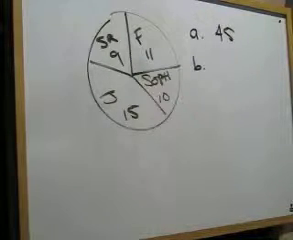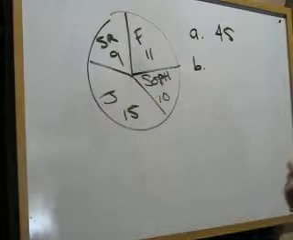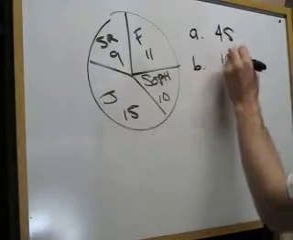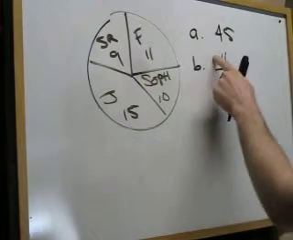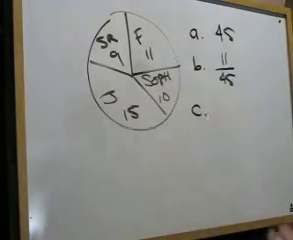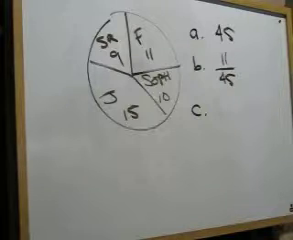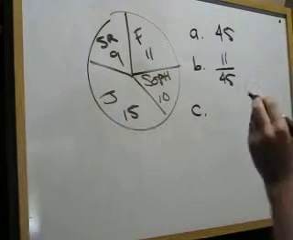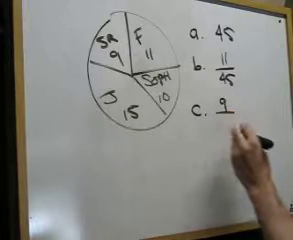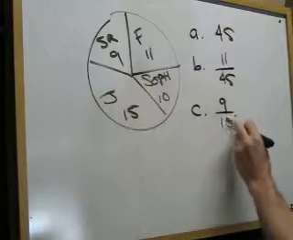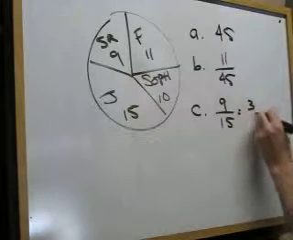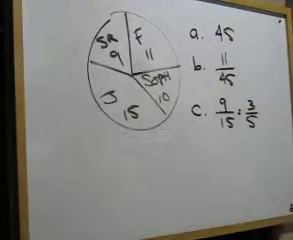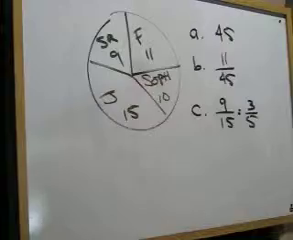B asks the ratio of freshmen to the total number. So, freshmen, total number, there's our ratio. The bottom number is the total, the top number is the portion of the total. C, find the ratio of seniors to juniors. Seniors, there's 9, juniors, there are 15. And there's the ratio of seniors to juniors. Remember to always reduce, it makes life easier, and that's what we're doing there in example 1.